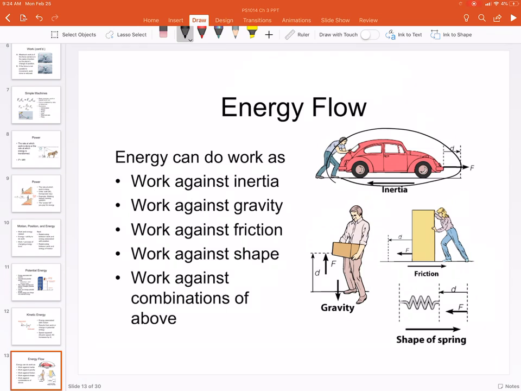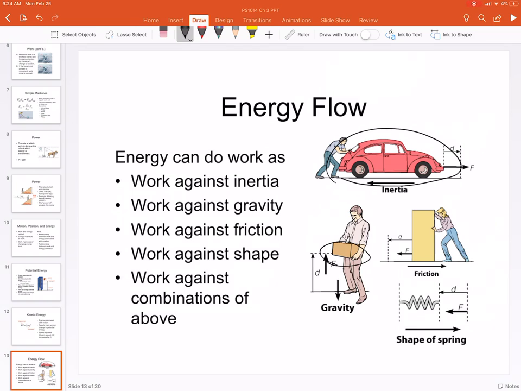Same with this box right here. It wants to stay on the ground because gravity's pulling it. So when you pick that box up, it's got weight. It's heavy. So you're working against gravity. That's why it has weight, because weight has to do with gravity.